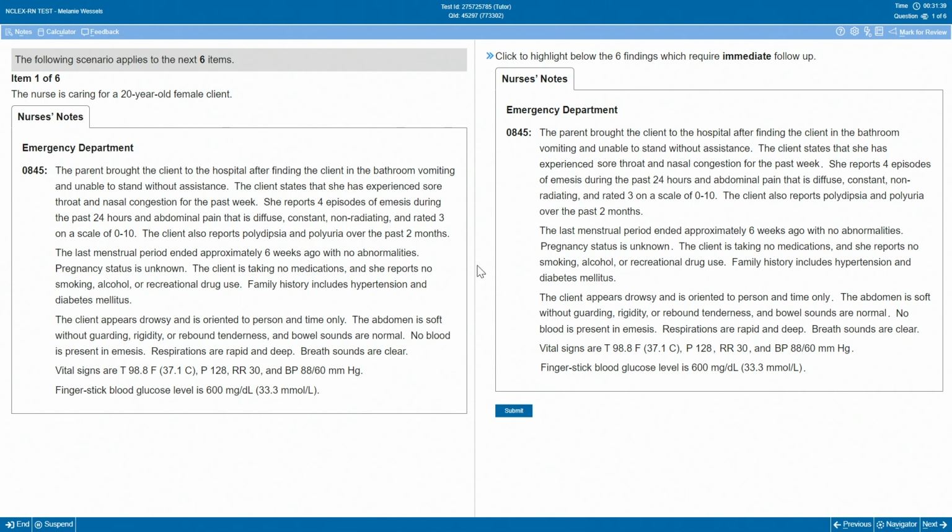Over here on the left, you've got your scenario. And this particular item, being a highlight item, is actually going to show you the same scenario twice, because what they've asked you to do is to click to highlight findings within that scenario.